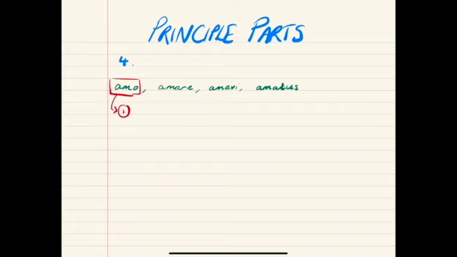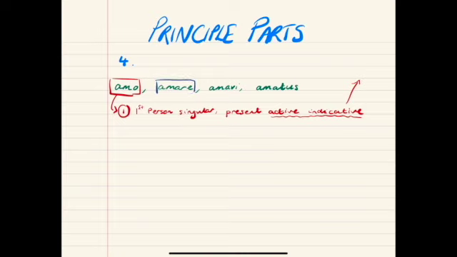So amo on its own, this just means I love. Your basic first person singular indicative active. If any of these terms are confusing you, then check out my video that I will put a link here. Okay, so that's your first principal part, nicely dealt with.